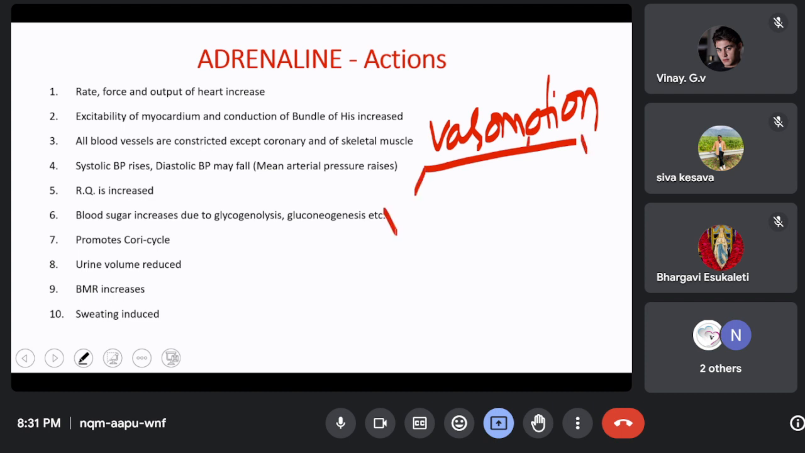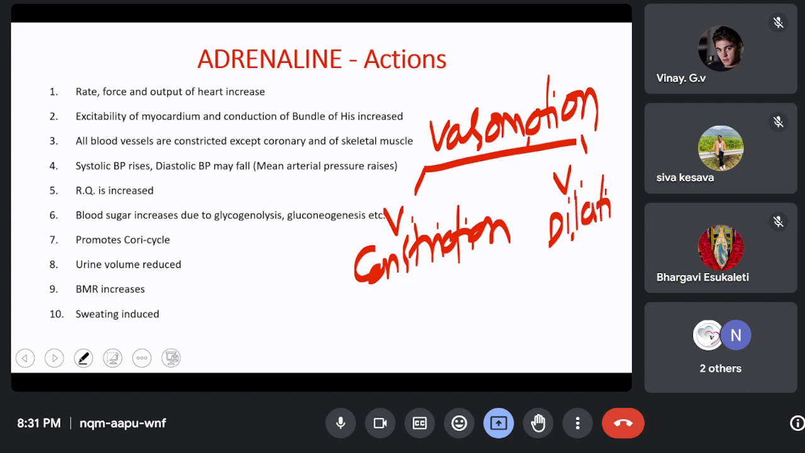One is called vasoconstriction. The other is called vasodilation. So this is the normal blood vessel. Its diameter is said to be, let us say, 1 mm.